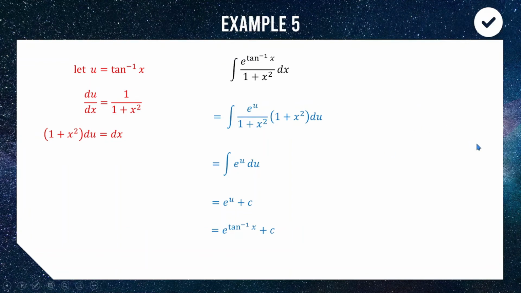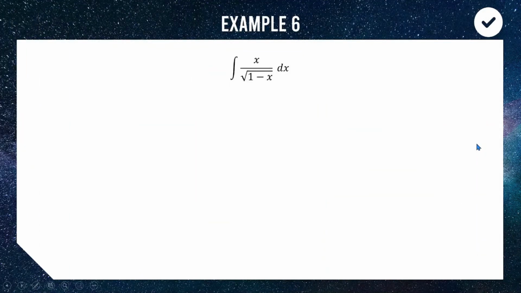Okay, charging into the next one, we've got the integral of x divided by square root of 1 minus x. Okay, take a second to have a think about what you'd be substituting here, and then I'll see if my answer is the same as yours. Okay, so similar to example 4, we could substitute u equal to root 1 minus x, but if you want to be a bit sneaky like I am and make the algebra a bit tidier, you can instead substitute u squared equal to 1 minus x.